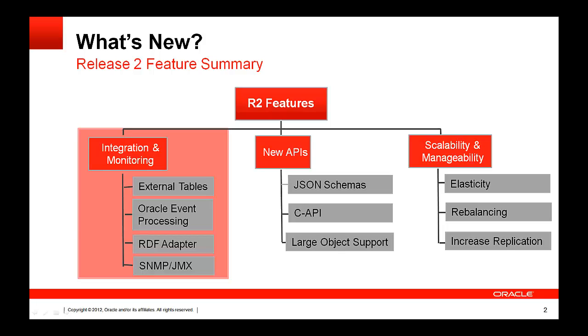Our customers requested better integration with Oracle Database and also with SNMP and JMX. They also requested more flexibility on programming languages, C was the most popular request, and support for JSON since it is used so frequently for data exchange. Let's first introduce the new features in the area of integration and monitoring.